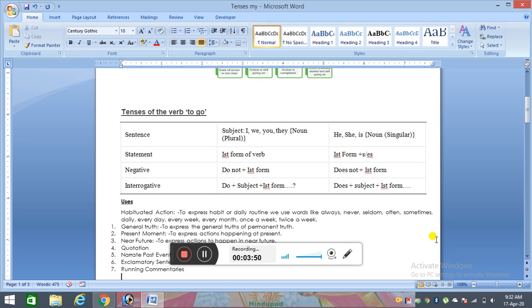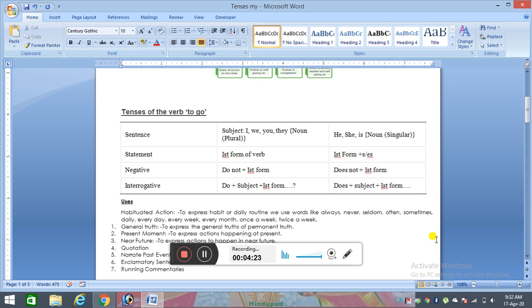So now I go to school every day. I am going to school now. I will go to school tomorrow. I went to school yesterday. I have been going to school since childhood. These are the sentences, for example, we framed using go, right? So now different tenses give different meaning because they denote different times.